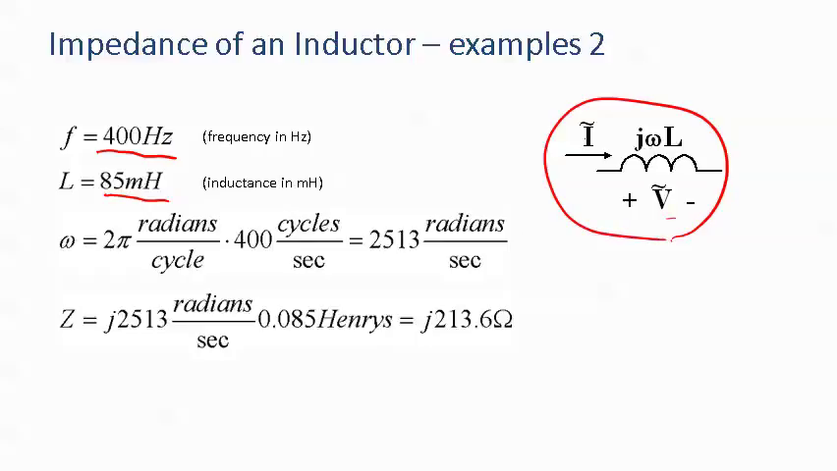The frequency, again, for omega is 2 pi radians per cycle times the 400 cycles in a second, which would equal 2,513 radians per second for our frequency. Multiply that radian frequency times j and times L, and we get j 213.6 ohms for the impedance. Again, a positive imaginary value.